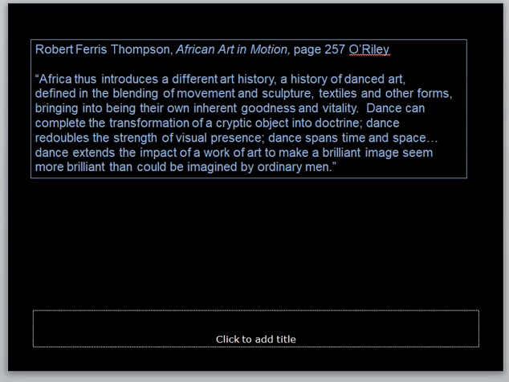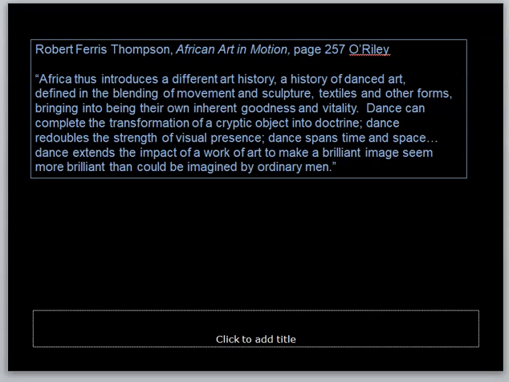and sculpture, textiles and other forms, bringing into being their own inherent goodness and vitality. Dance can complete the transformation of a cryptic object into doctrine. Dance redoubles the strength of visual presence. Dance spans time and space. Dance extends the impact of a work of art to make a brilliant image seem more brilliant than could be imagined by ordinary men. Okay.